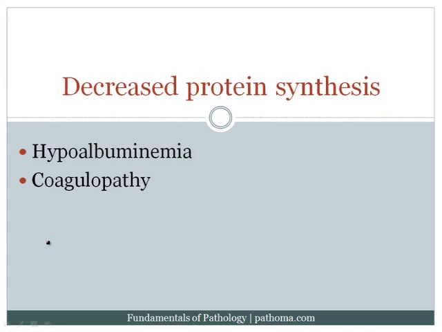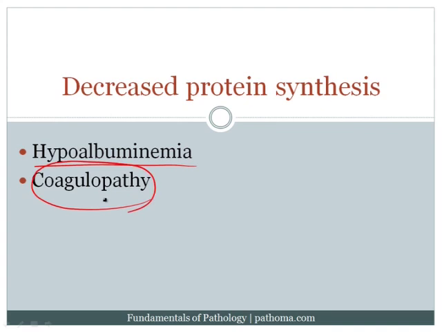Another important manifestation of cirrhosis would arise because of decreased protein synthesis. For example, the liver plays an important role of making albumin, but if the liver is not functioning, there would be hypoalbuminemia. Of course, this would also decrease the oncotic pressure of the blood, further leading to edema. In addition, the liver makes the vast majority of coagulation factors and also plays an important role in activating vitamin K via epoxide reductase, and so the patients can develop a coagulopathy.